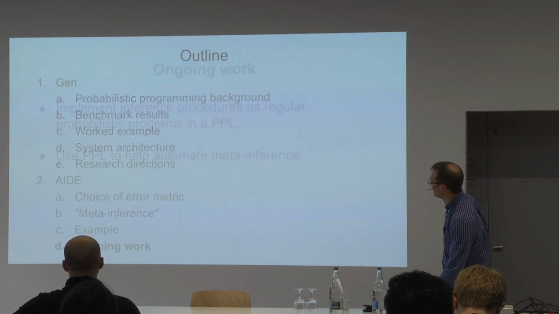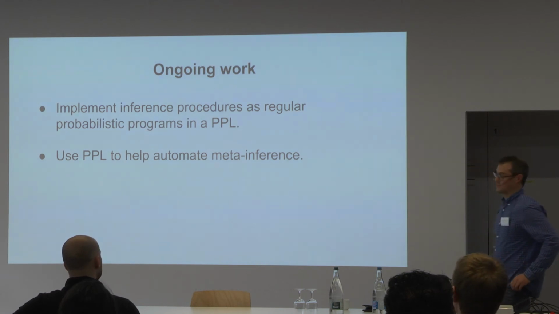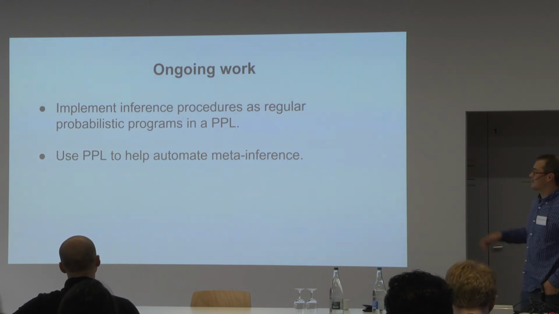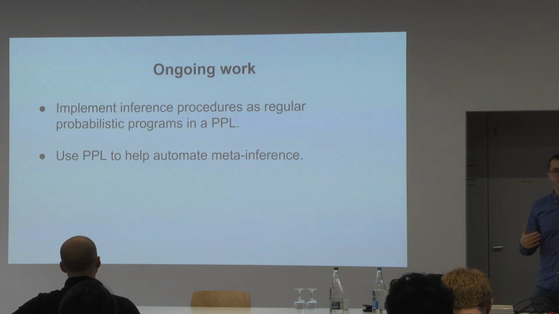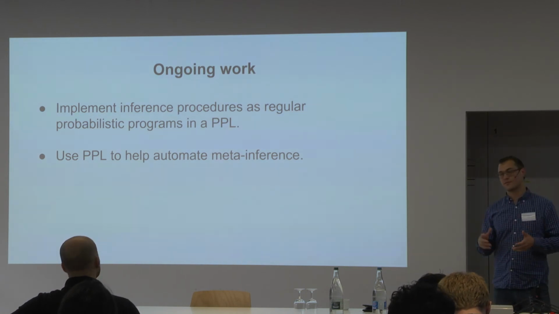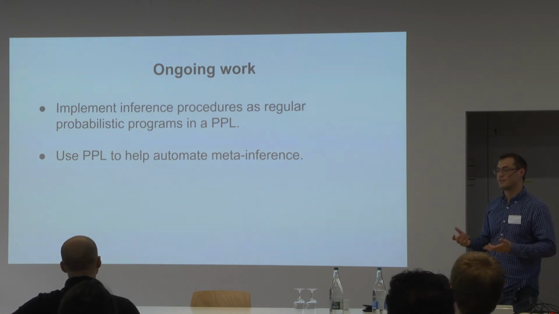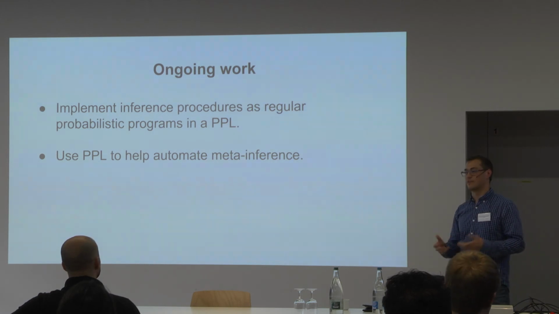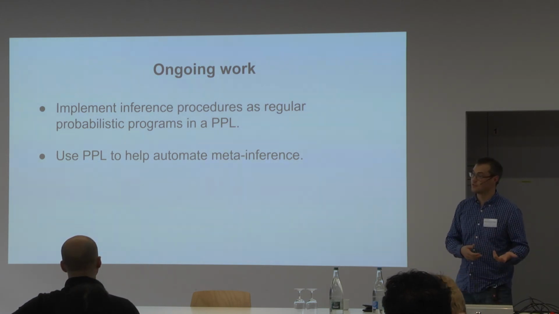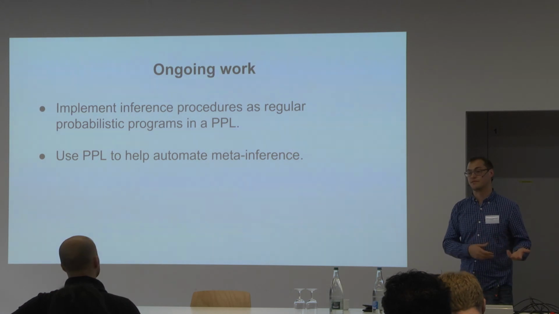All right, and just to wrap up with this AIDE section, basically this idea of meta-inference is suggestive that, well, inference algorithms are just randomized algorithms. They make random choices, so you should be able to implement them in probabilistic programming languages too, right? And treat them as generative models.